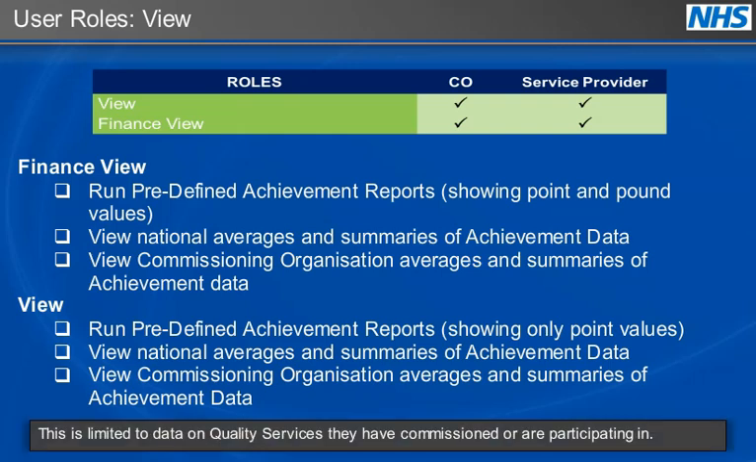Service providers can only view their own data. Commissioning organizations can only view their descendant organizations that they have commissioned a quality service from. So an RLO could only view QOF data for its descendant GP practices.